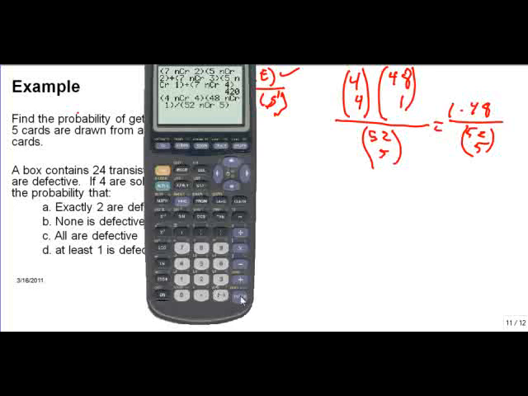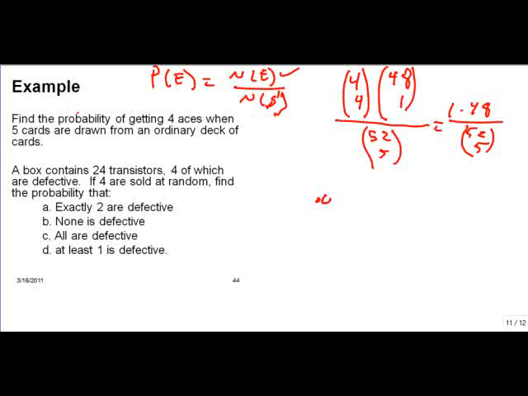Press enter, and notice that when you see this E, it means we have to take the decimal place and move it 5 places to the left. So there's 1, so that means there's 4 zeros, so 0.00002. So that is the probability of getting 4 aces out of 5 cards.